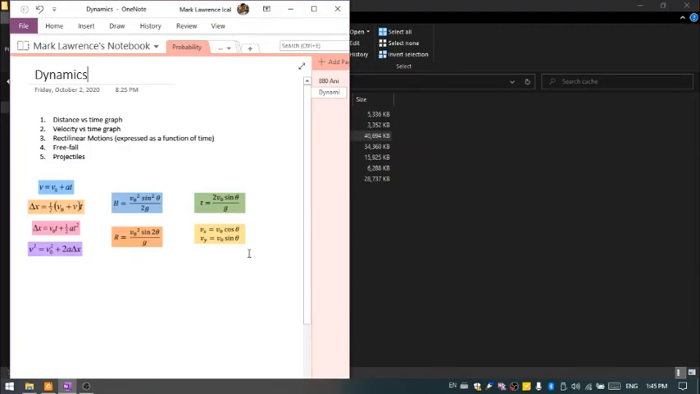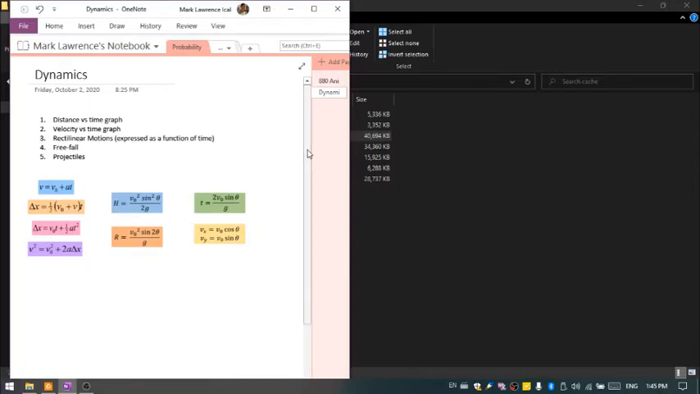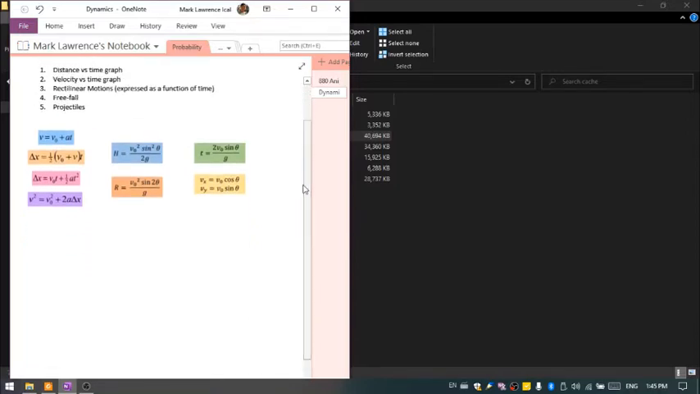For this video, we're going to talk about the distance versus time graph. Second, we're going to learn about the velocity versus time graph, and then rectilinear motions, where functions are expressed with respect to time, so it's going to be an equation. Also free fall, and last is projectiles. What you see here at the bottom are the formulas that we're going to use for this topic. Okay, so let's talk about the distance versus time graph.